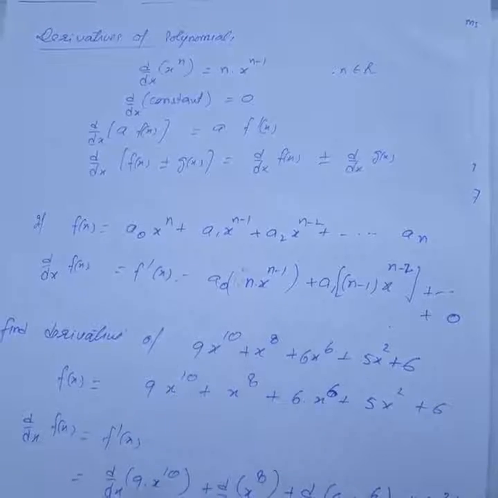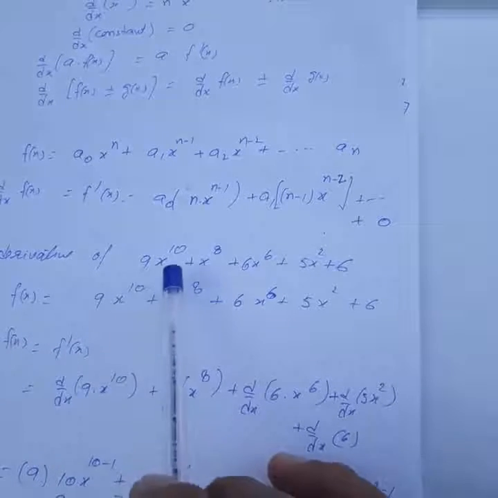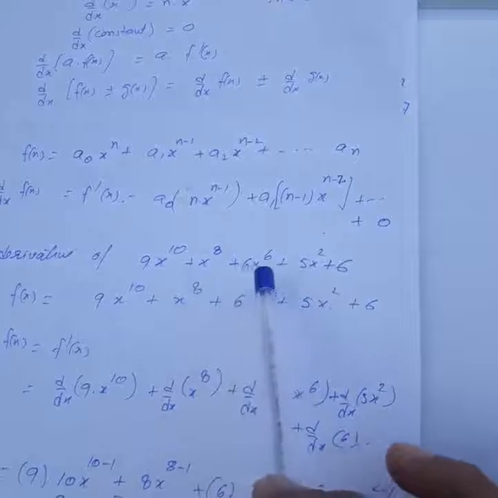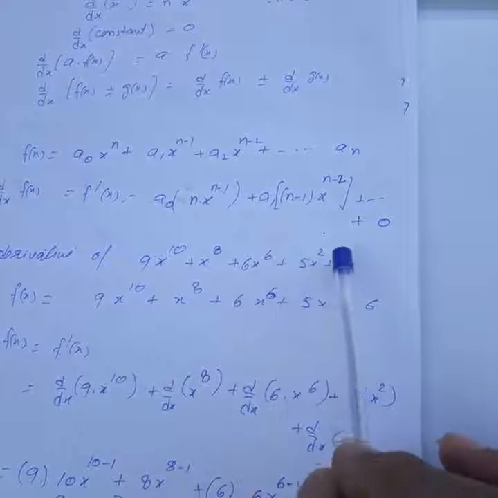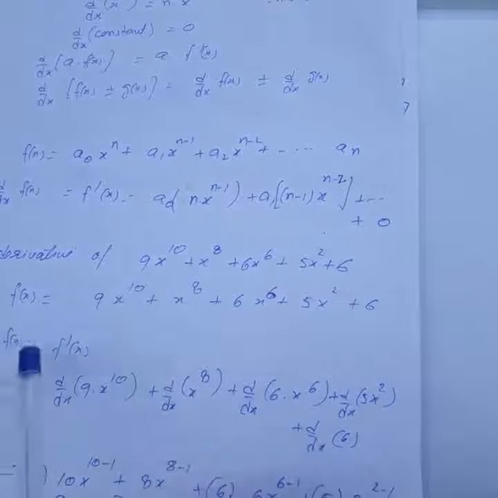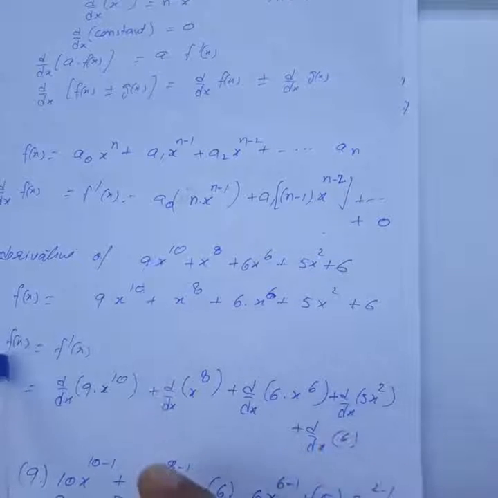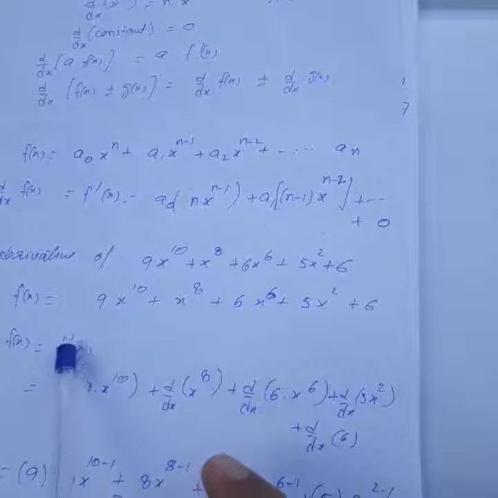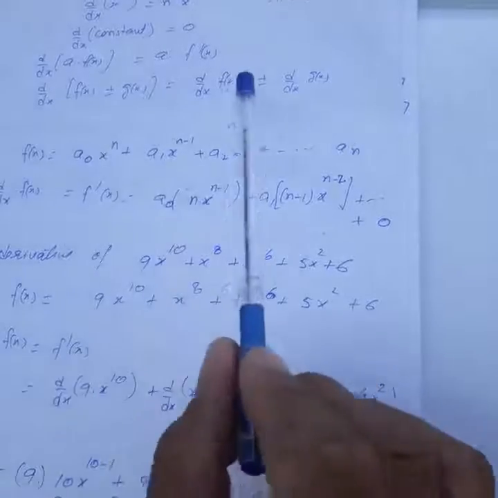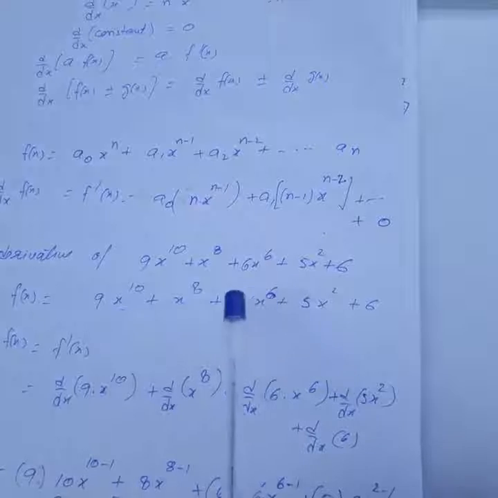To understand this, consider an example. Find the derivative of 9 into x^10 plus x^8 plus 6 into x^6 plus 5x^2 plus 6. If you want to find its derivative, let this function be f(x). So differentiate both sides with respect to x. You have to write this line. The derivative of f(x) can also be written f dash x. So find their derivatives separately using the algebra of derivatives.